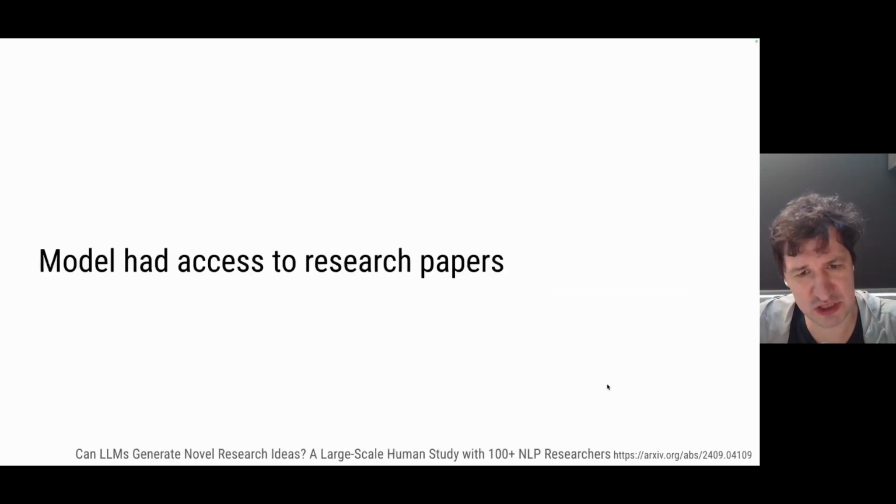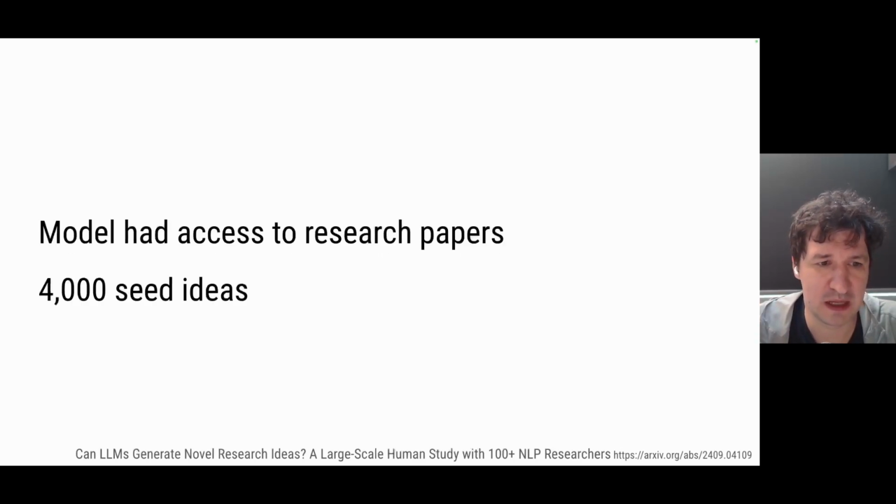So this model was not just a pure ChatGPT. The model actually had access to research papers and was kind of learning from research papers what's already known. So it was a bit different setup. And also, what they did, they actually generated a huge number of different ideas. So they started with 4,000 ideas. As I mentioned, there is no restriction. You don't need to ask GenAI just to come up with one idea.